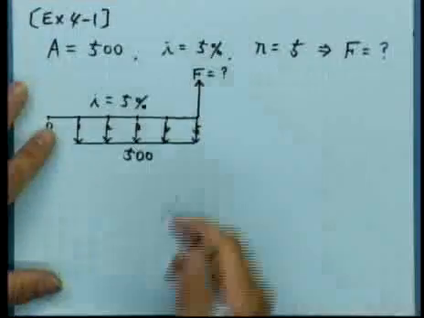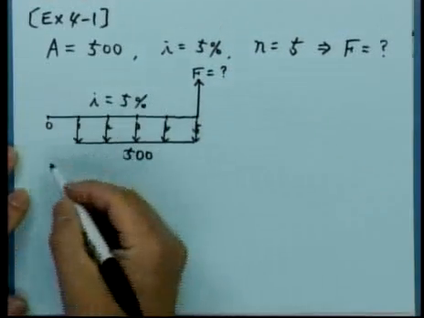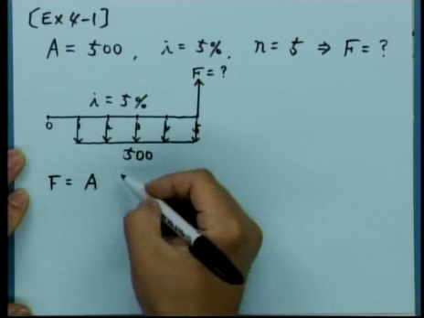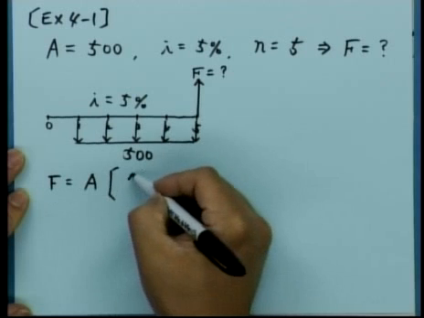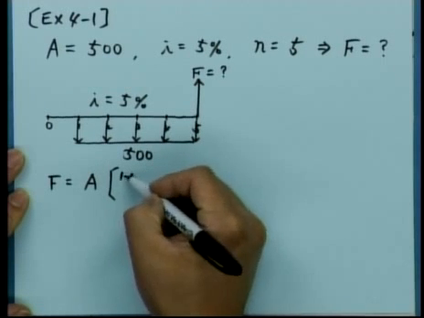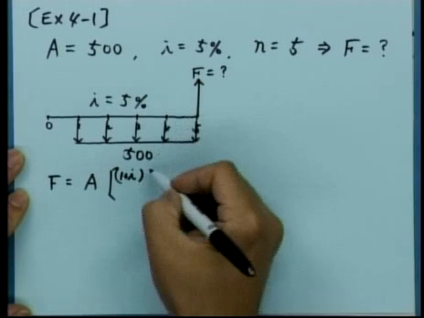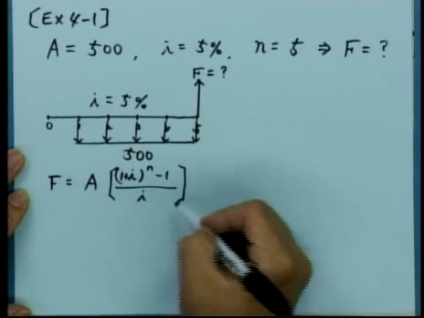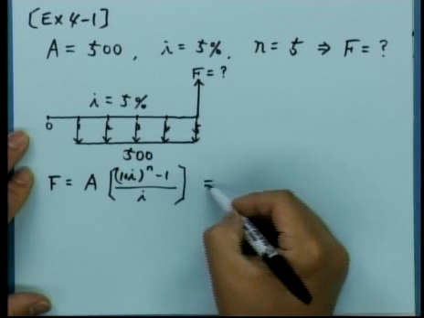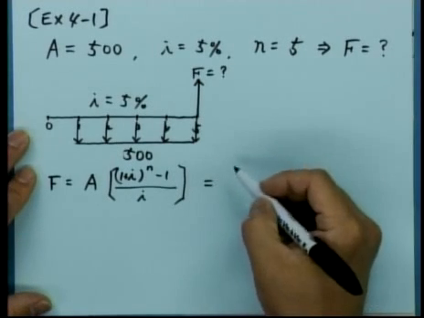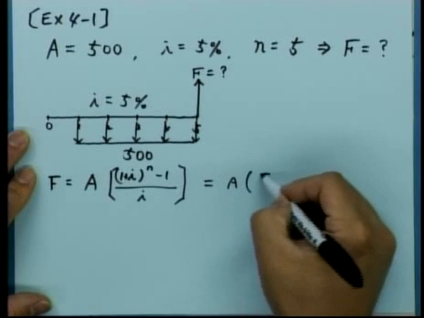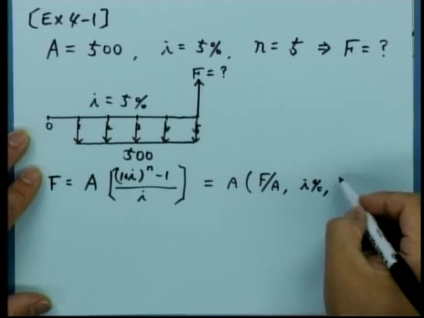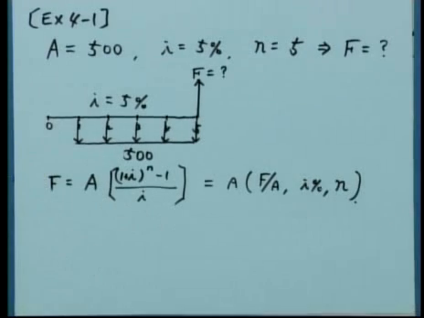So if you use the formula, it's going to be F equals A times (1 plus I to the power n minus 1) over I. Another expression would be A times F given A, I over n. So we are going to use this formula, right?